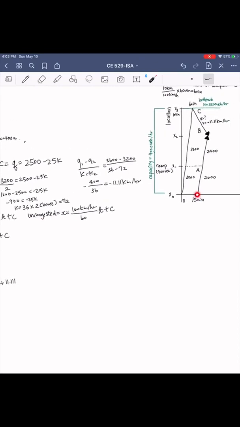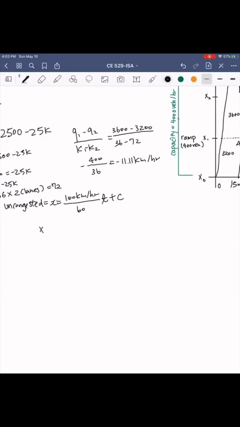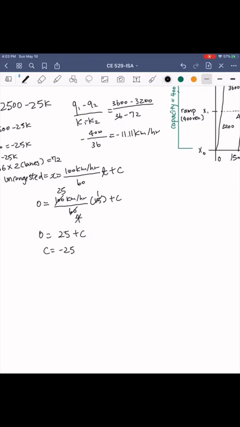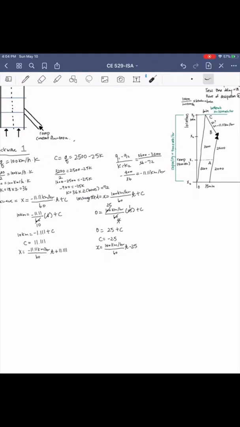And let's do the uncongested one here. We know this data point, which is at 0 miles and 15 minutes. Let's plug in here. So x, let's write 0, equals 100 kilometers per hour divided by 60 times 15 plus c. So 1,500 divided by 60 is 25, 0 equals 25 plus c, and c will be negative 25, which will make the equation x equal 100 kilometers per hour divided by 60 t minus 25. So what we're gonna do now is find out where they meet.